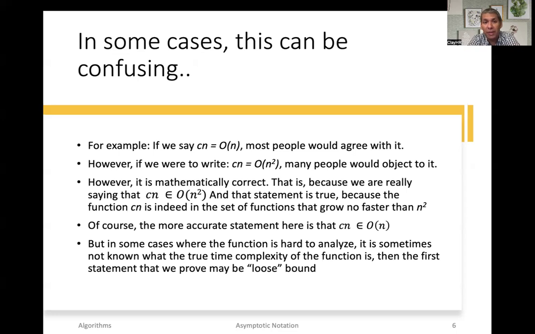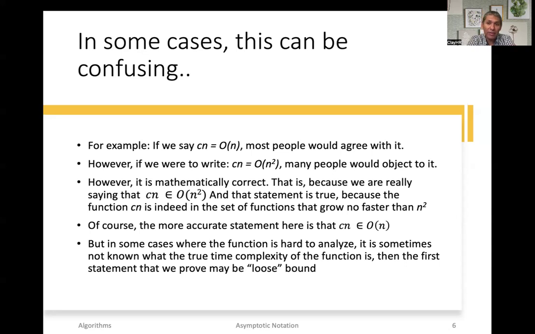For example, if we say cn is equal to big O of n, most people would agree with it. If we were to write cn is equal to big O of n squared, many people might object to it, saying, hey, that's not right. However, it is mathematically correct. That is because we are saying that cn is in the set big O of n squared, and that statement's true. cn is indeed in a set of functions that grows no faster than n squared.